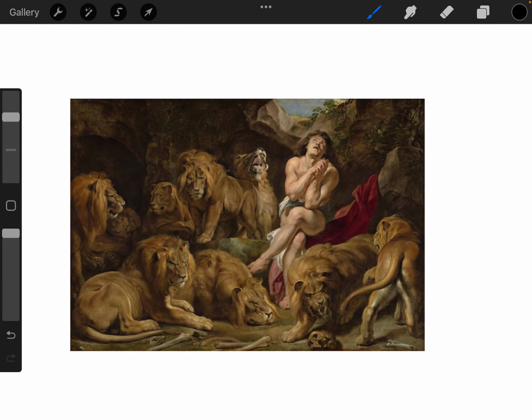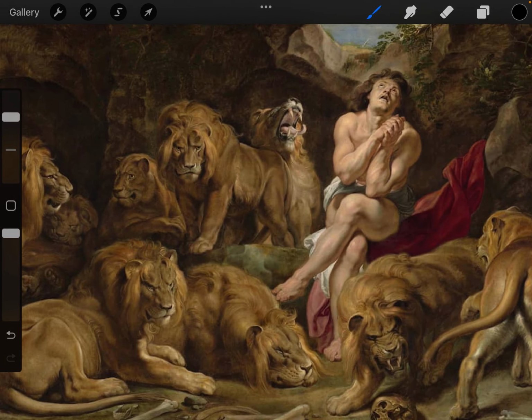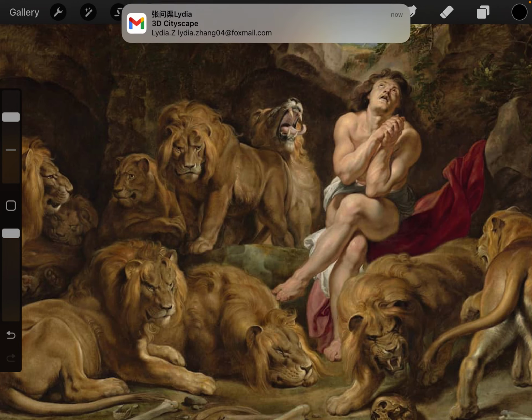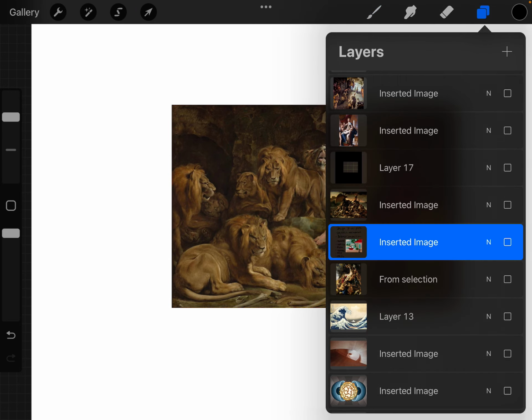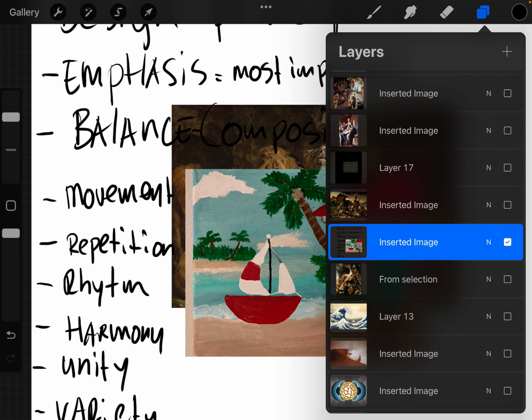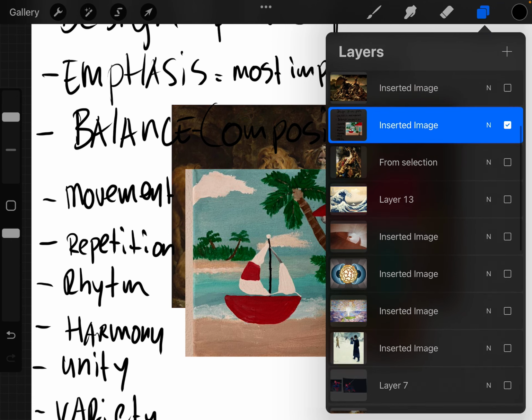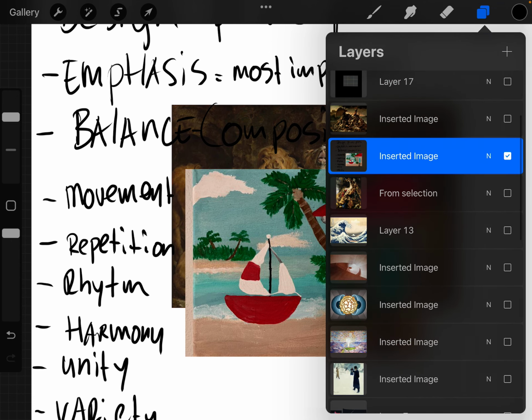This is about Daniel, who is in a cave full of lions, right? So who is most important? It's the guy. How do I know? Well, he is the lightest, right? He also has some warm colors around him, the red stuff, just so that people understand that is what is most important.